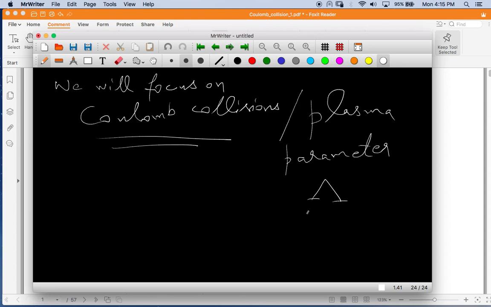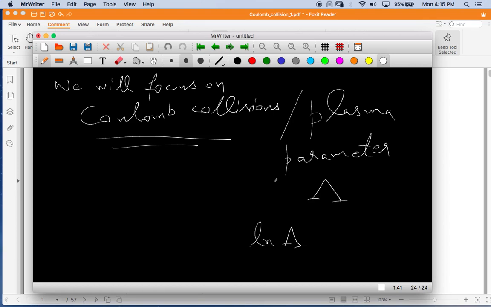Sometimes it's called lambda. Sometimes you'll encounter this term, ln lambda. Okay, so let's see where this comes from. That's my primary brief for this lecture, and let's see how it goes.